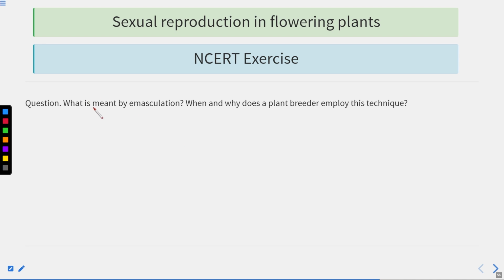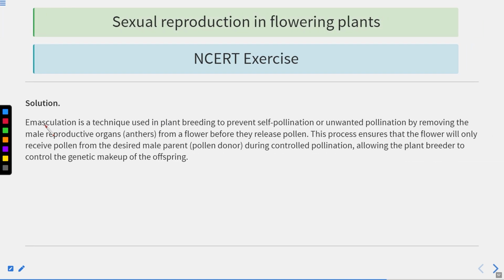Clear? Now next question, what is meant by emasculation, and when and why does a plant breeder employ this technique? So what is emasculation? Removal of the anthers. So this is very much important during the, okay, artificial hybridization, where we have to create the desirable hybrids, which consist of all the desired characteristics.